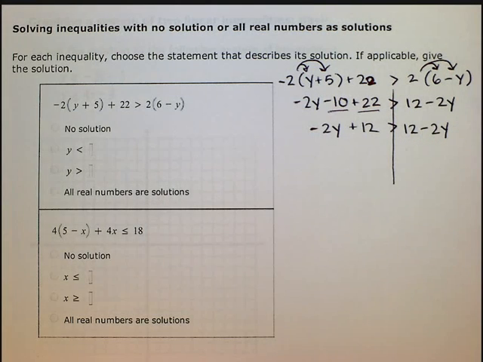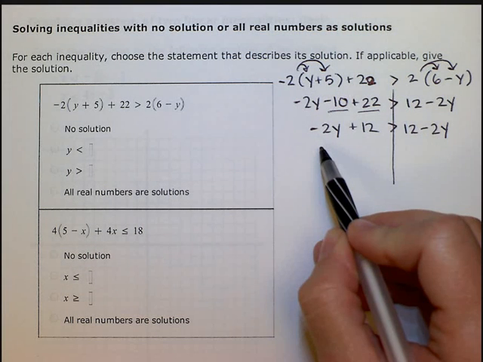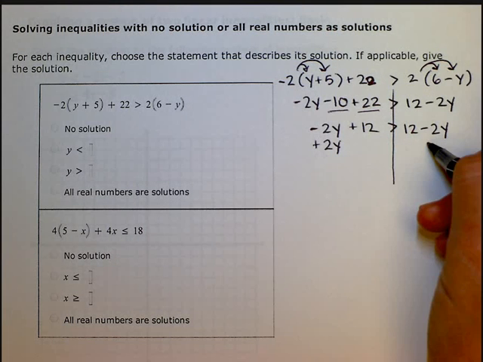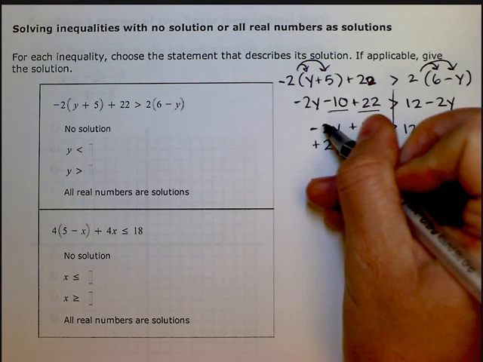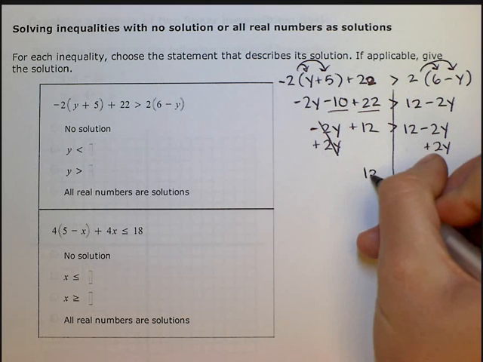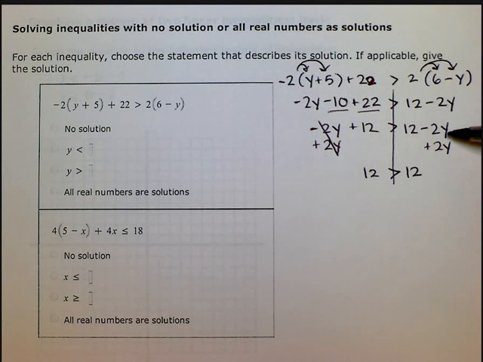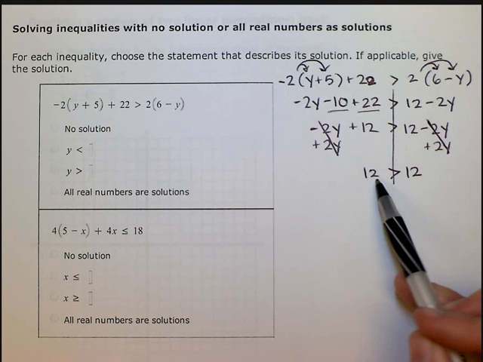Now I need to get the variable on the same side. So I'm going to add 2y to both sides to cancel it here and move it over here. So I have 12 is greater than 12, except negative 2y plus 2y also cancels to 0. So I end up with 12 is greater than 12.